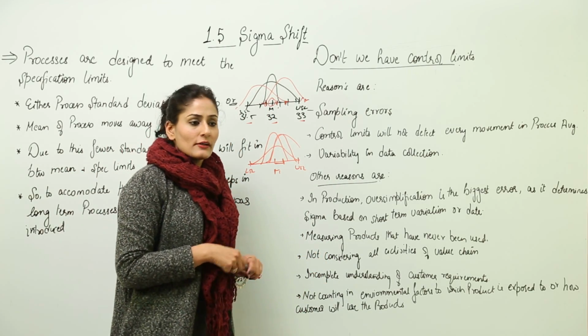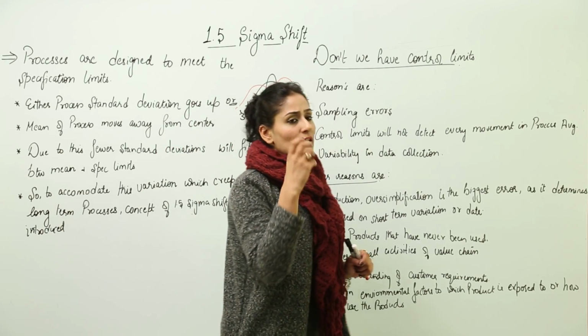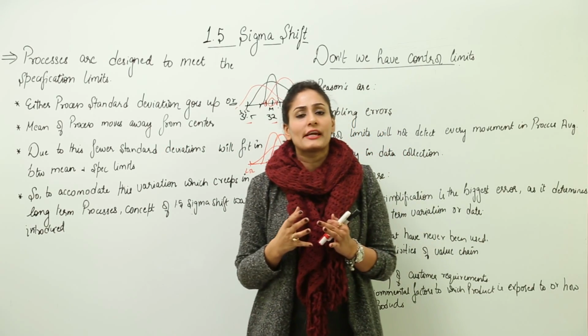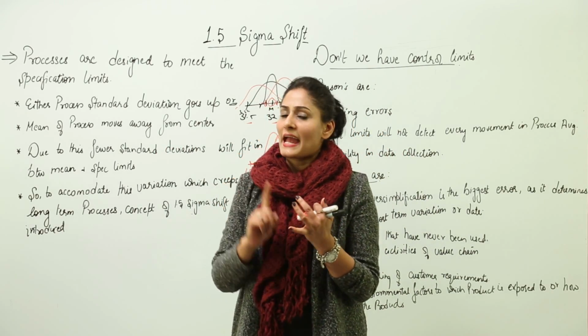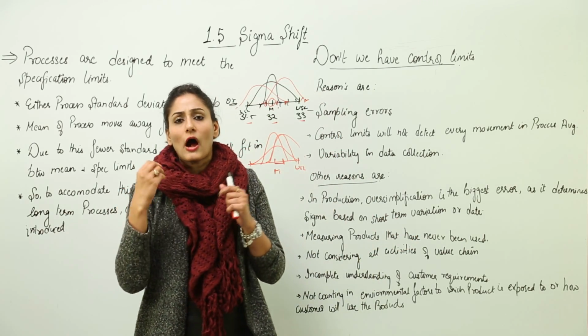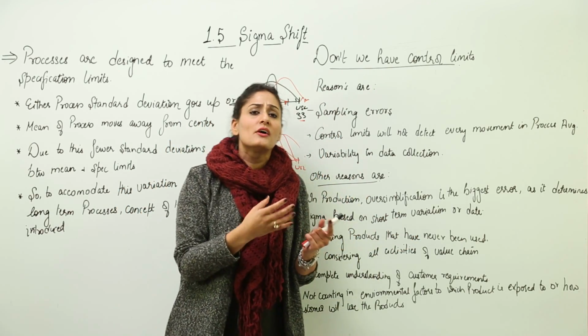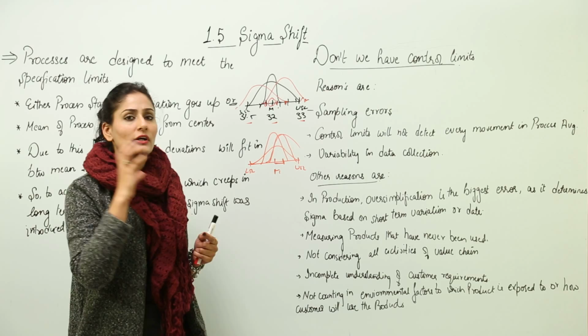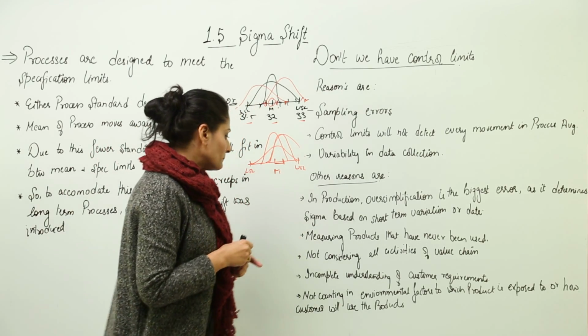Once you use the product, the figures can be different, the data can be different, and not considering all activities of the value chain. Now there are many activities which substantially add to variation. For example, shipping, handling, how it's being posted or how it's being delivered to the customer. There are a lot of things which control charts cannot keep tabs on.